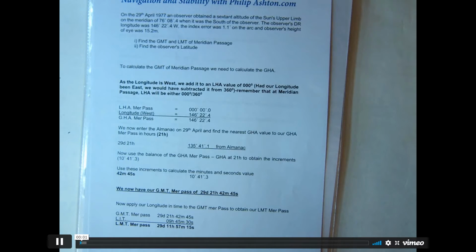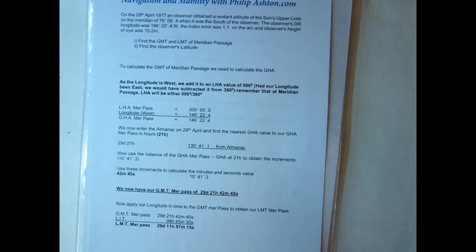We'll have a look at a problem where we observed and obtained a sextant altitude of the sun's upper limb on the meridian when it was south of the observer. We're given our DR longitude, index error and height of eye. So first of all we have to calculate the GMT and LMT of meridian passage, and then we have to find the observer's latitude. So let's have a look at how you calculate a GMT and LMT of meridian passage.